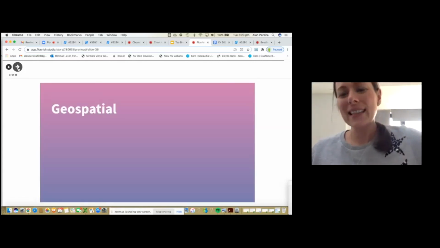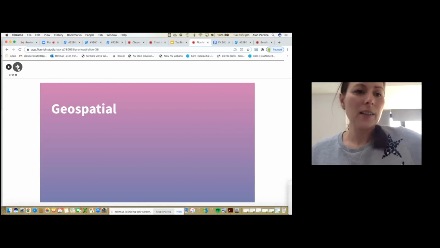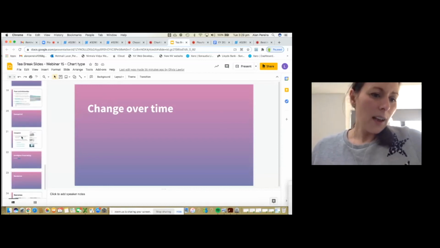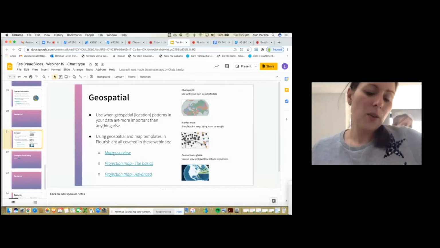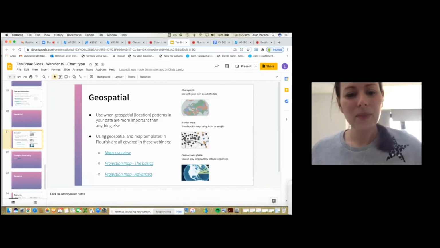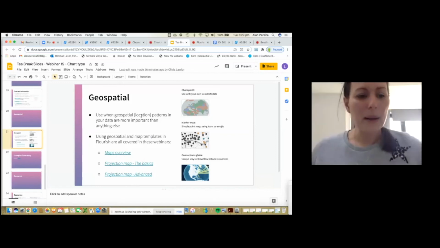So that has concluded all my examples. I haven't touched on geospatial chart types, which is all to do with location and maps, because we have already done a couple of webinars on maps. So if I just take you back to the static slides, we already have an overview of the maps and a projection map, and basics and advanced webinar, so you get a much more thorough explanation of all our map templates and where to use them. But the emphasis is on it should be when there's locational patterns.